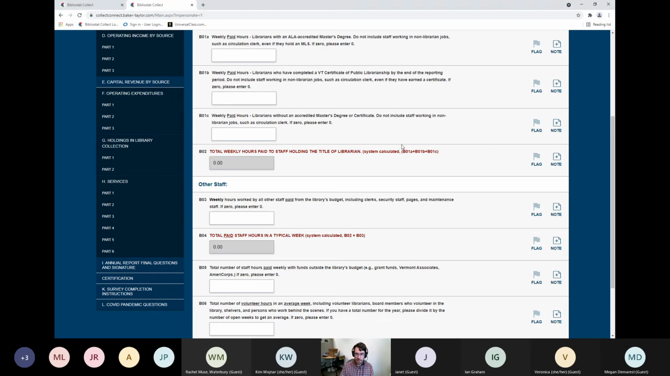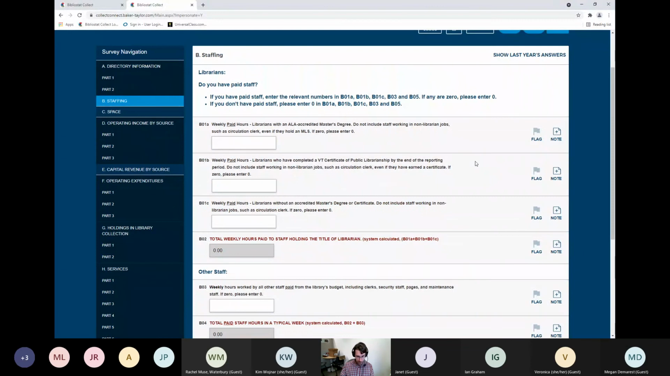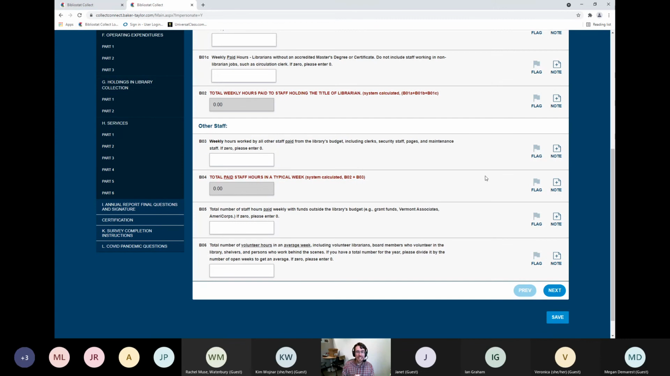Okay, all right, so the next category is other staff, which is everyone else, everyone who is not called a librarian. So everything: clerks, security staff, you know, your cataloger, your every other library position, if they are not treated or called librarian, goes under here. So generally, this is a bigger number in many cases. Again, we're looking for weekly hours. So you add up all the staff that work there, how many hours do they work, and you give us a number.